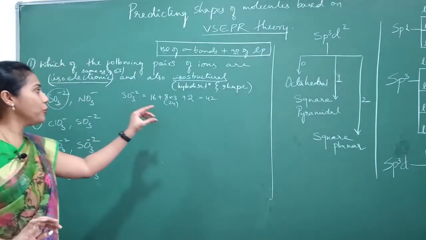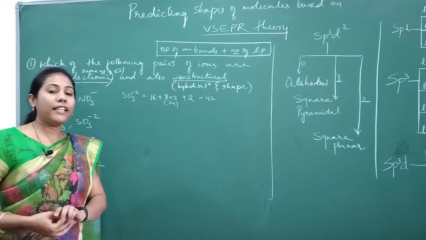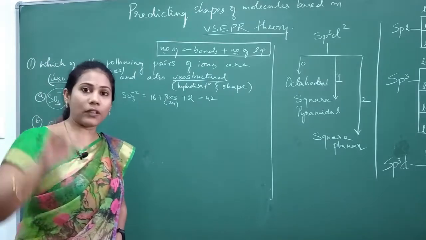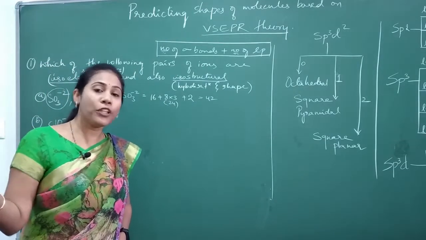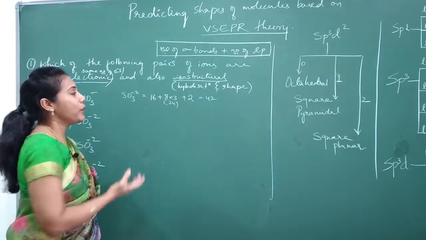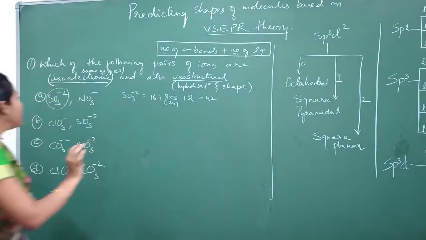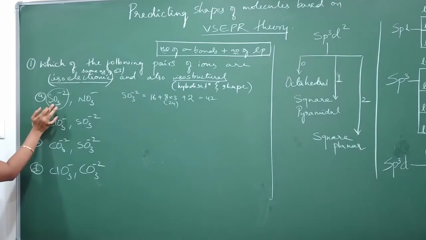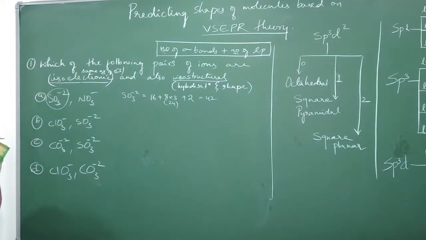So minus 2, so 2 electrons you have added. If you had minus 1 electron you will add. If you had minus 4 electrons you should add. Here you have minus 2. So I added 2 electrons, altogether 42. So there are 42 electrons in SO3 minus 2 molecule.